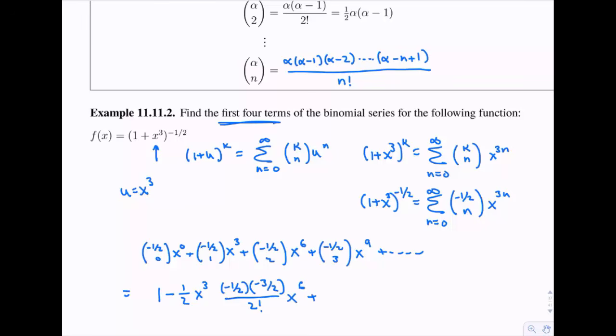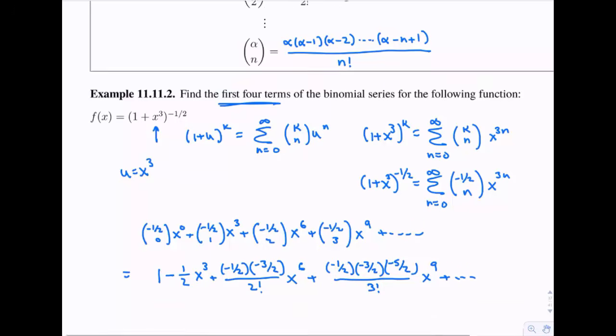And that's times x to the 6th. And then alpha choose 3, that's going to be negative 1/2, negative 3/2, and then negative 5/2, right? So we stop 1 before 3. There's 3 terms altogether, but we go to alpha minus 2, right? And 1/2 minus 2 is our negative 5/2. So that's where we stop. And then, of course, we divide this all by 3 factorial. And then we have an x to the 9th plus dot, dot, dot.